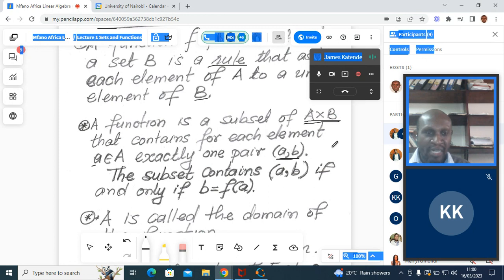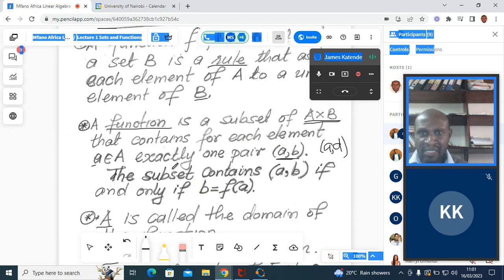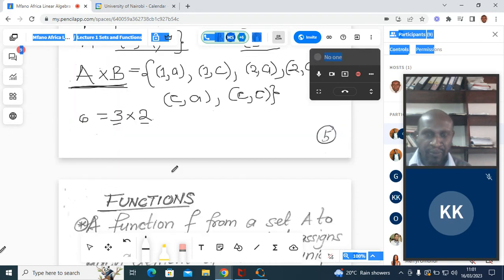Once you have (a, b), you can't have another pair with a and a different element, say b'. Once a is paired with b, it cannot be paired with any other element. So that subset also defines a function. The set A usually is called the domain of the function, and the set B is called the codomain. Before we proceed, maybe this needs some illustration. We want to make a clear distinction on what is and what isn't a function.